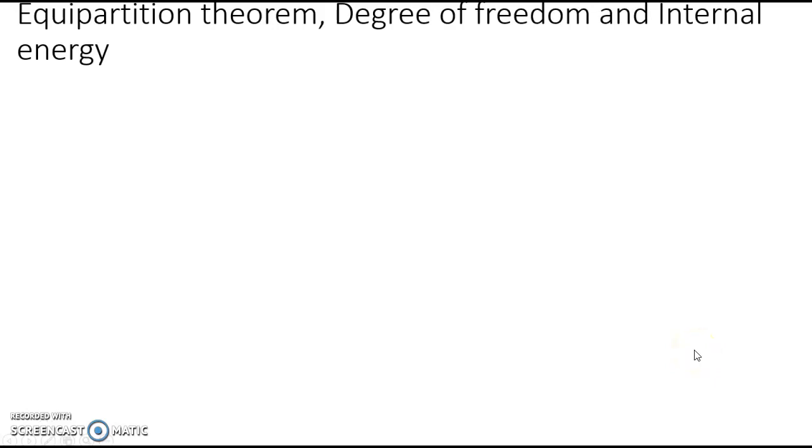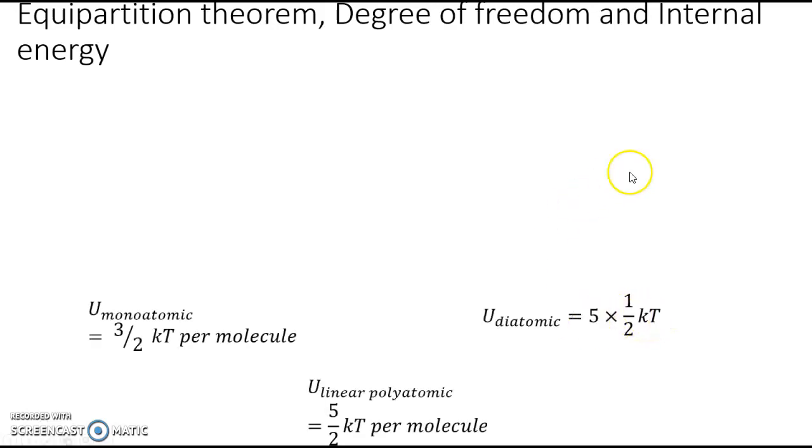In the last video, we talked about equipartition theorem, degree of freedom, and the internal energy. And then we could calculate the internal energy in a crude way from the degree of freedom using the equipartition theorem. For a monoatomic molecule, the internal energy is 3/2 kT, which is supplied from the 3 motional degrees of freedom, which is only translational for the monoatomic molecule, multiplied by half kT per degree of freedom. So we have the internal energy for the monoatomic molecule as 3/2 kT per molecule.